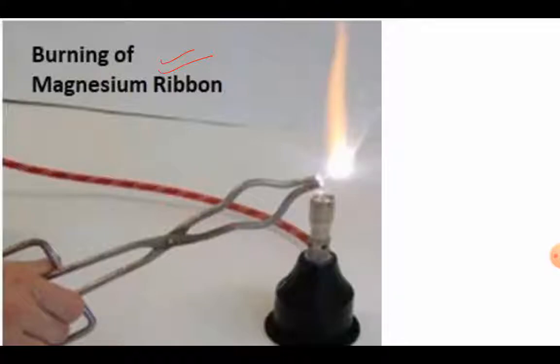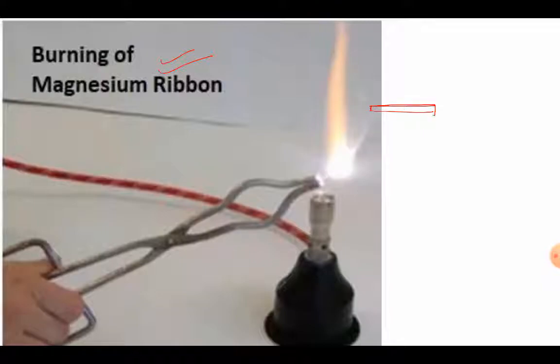Now, magnesium ribbon is generally available in the laboratory in the form of a wire. It's like a small wire, or a coil of wire. If the magnesium is very well protected, it has a very shining surface. But since it is a reactive metal, it gets attacked by the moist air and it gets coated with a white layer of magnesium oxide.